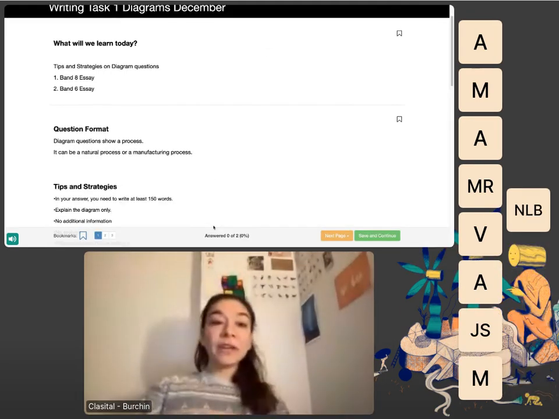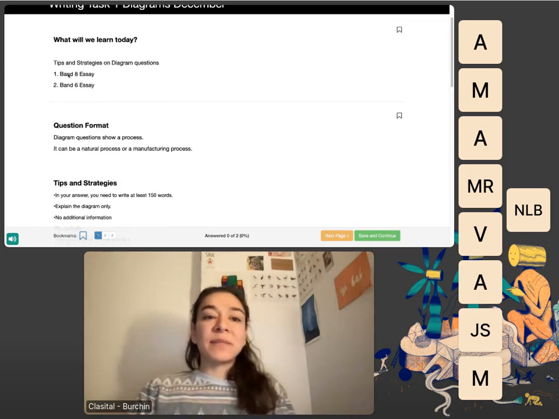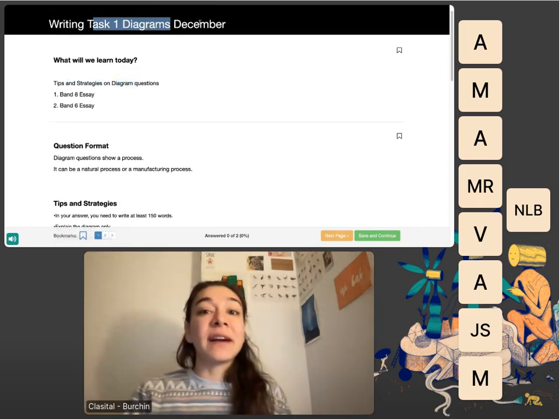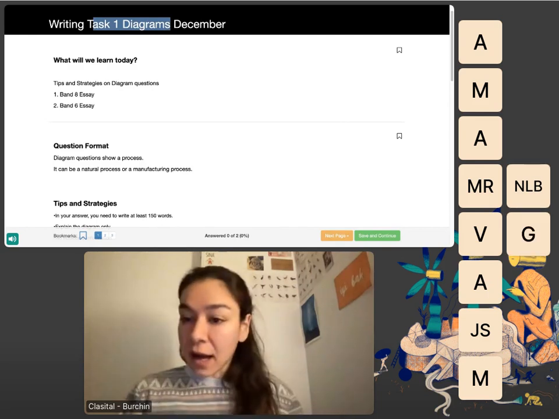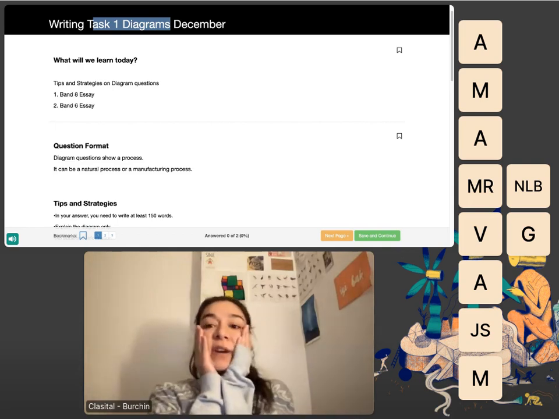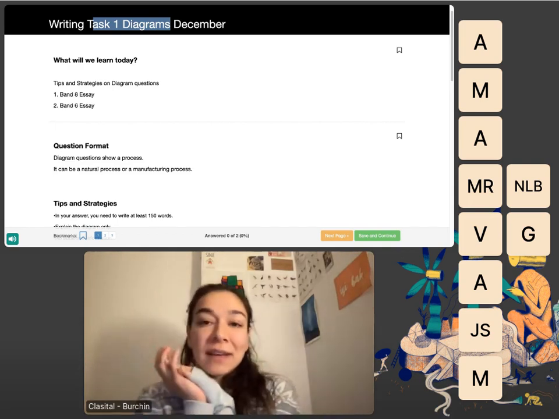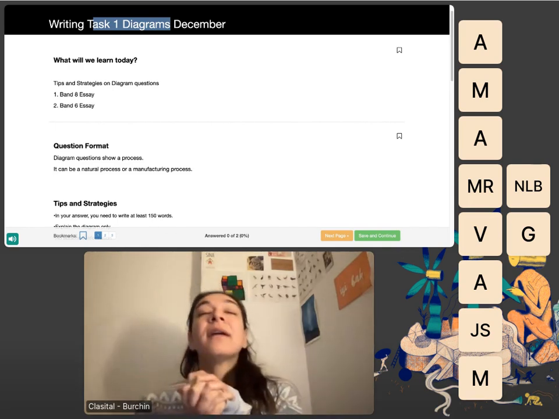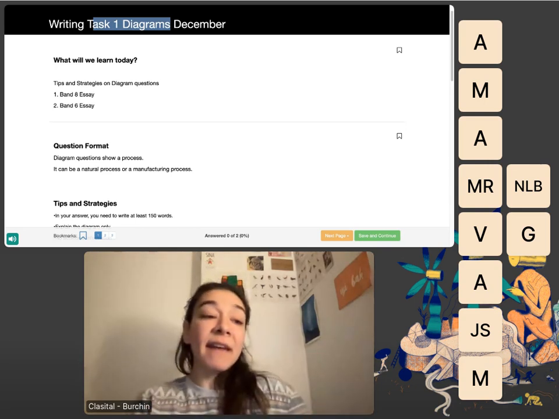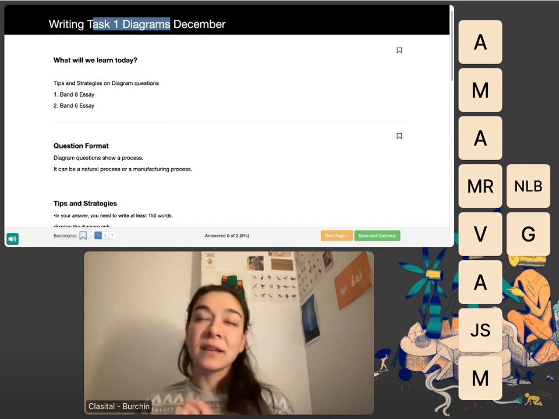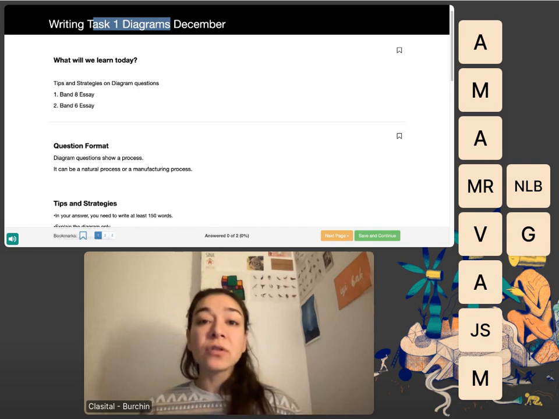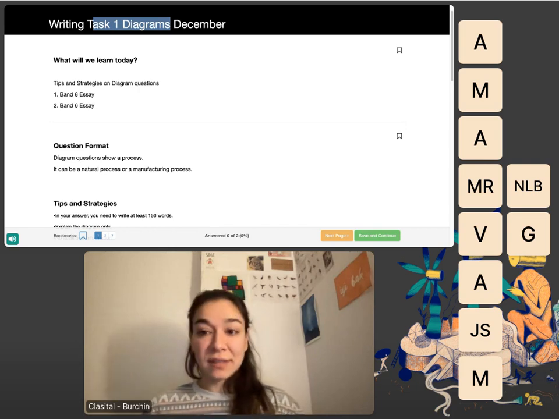Today, we are going to look at some tips and strategies on task 1 question about the diagrams. I really like diagram questions because it is very obvious. Everything is so obvious in there and you have many clues to write about, and especially in the last 2 years, they have been giving lots of diagram questions.